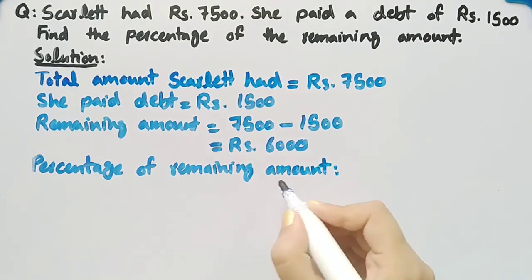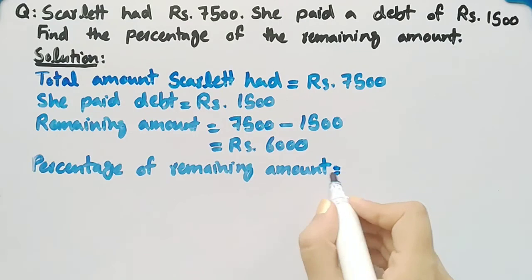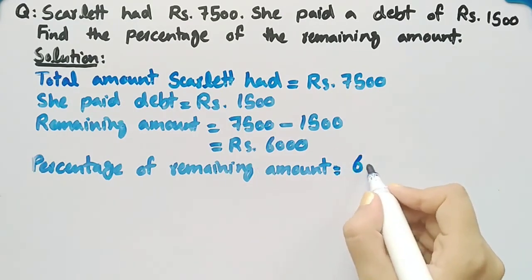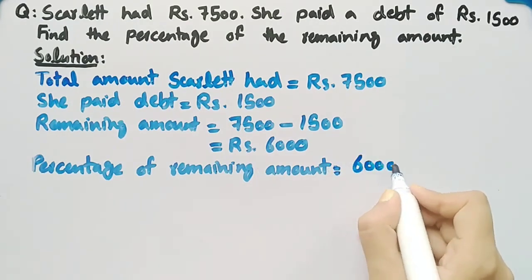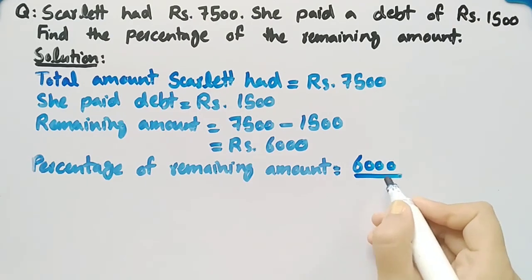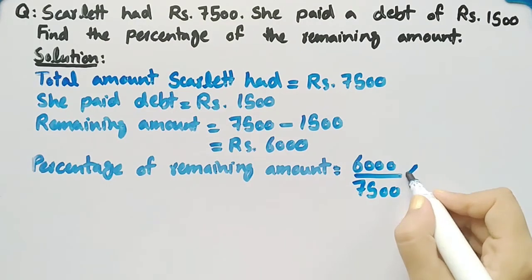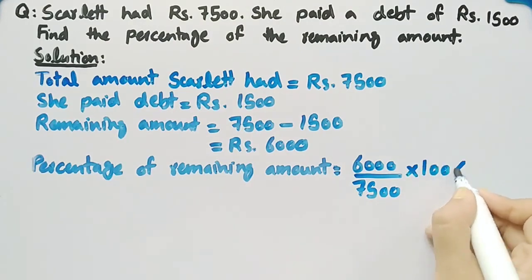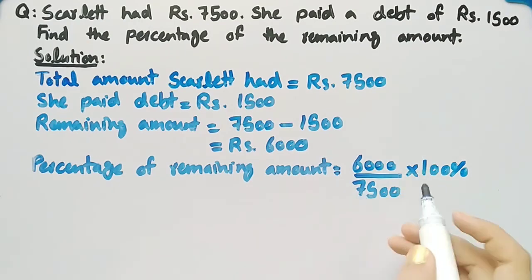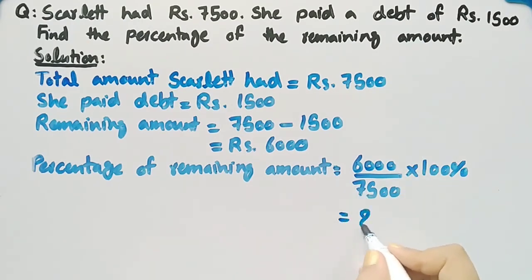To find the percentage of remaining amount, we will divide the remaining amount, that is 6,000, by total amount, that is 7,500, and multiply it with 100%. When we will calculate this quantity, we get 80%.